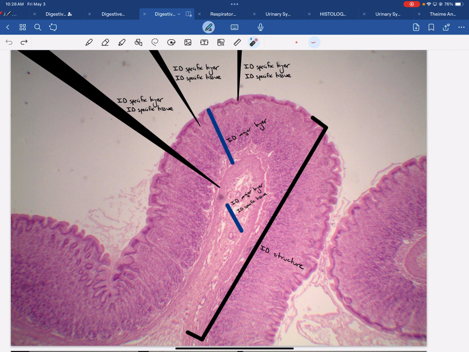So this is stomach or small intestine. What's the difference between stomach and small intestine? Good, villi or no villi. Small intestine has villi, stomach doesn't have villi. Do you see villi?